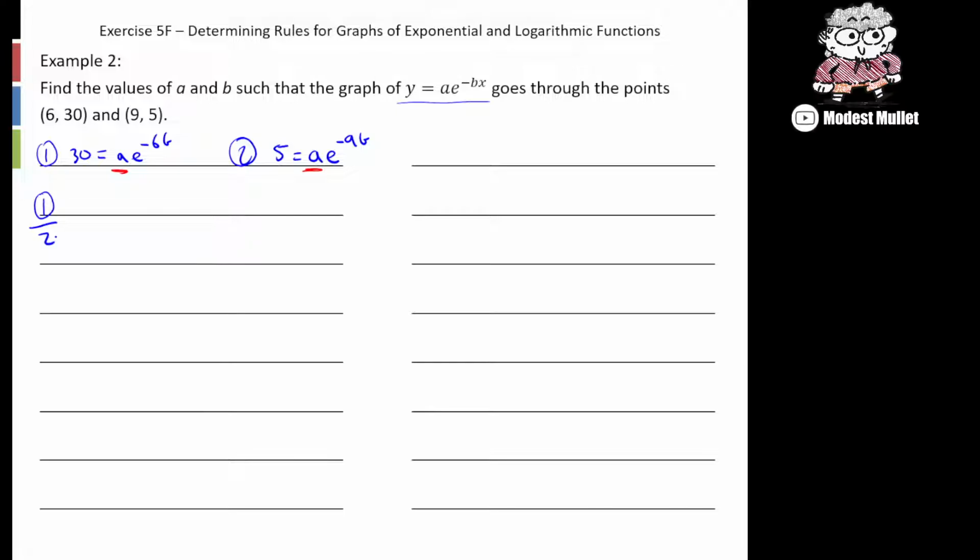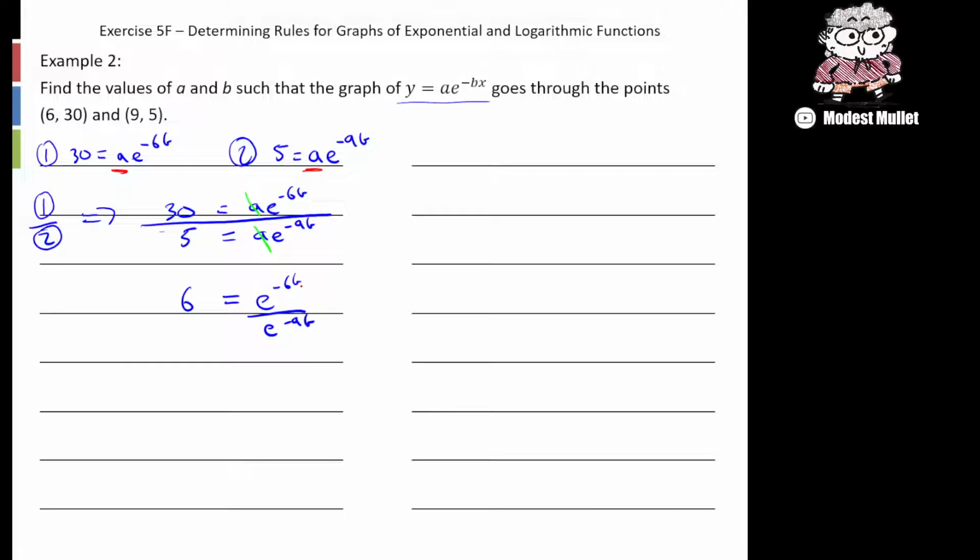So what I'm actually going to do is 1 divided by 2. So we're going to end up with 30 equals a e to the negative 6b, all divided by 5 is equal to a e to the negative 9b. And we can quite clearly see coefficients cancel. Lovely. And we can simplify this a little bit further. 30 divided by 5, that's just 6, is equal to e to the negative 6b divided by e to the negative 9b. And hopefully maybe this is looking like something we have done a little bit before.